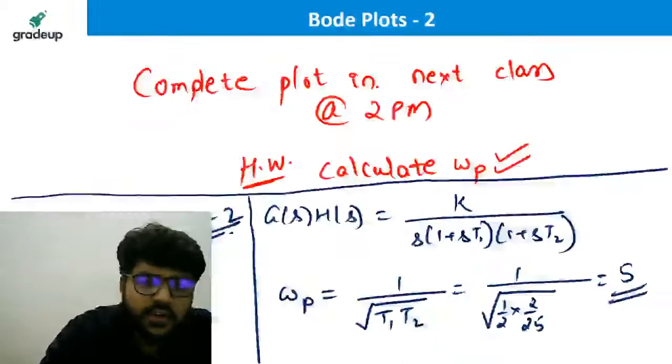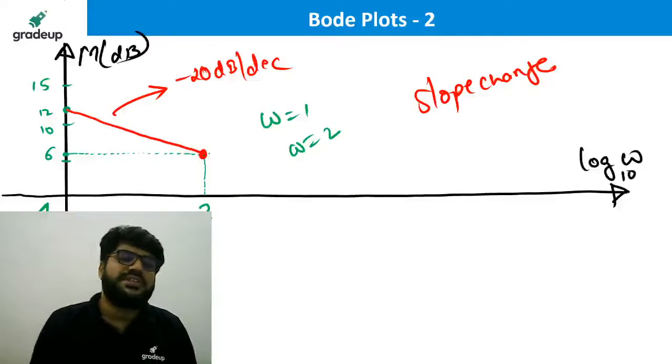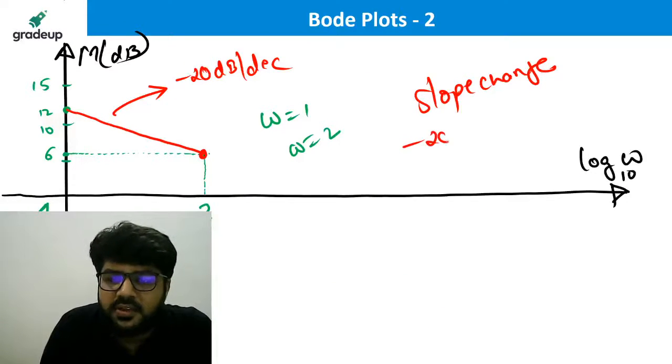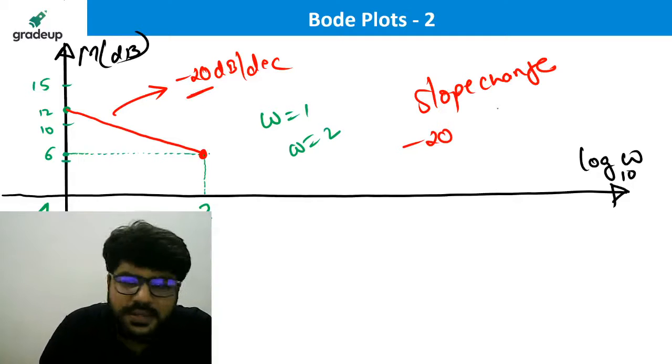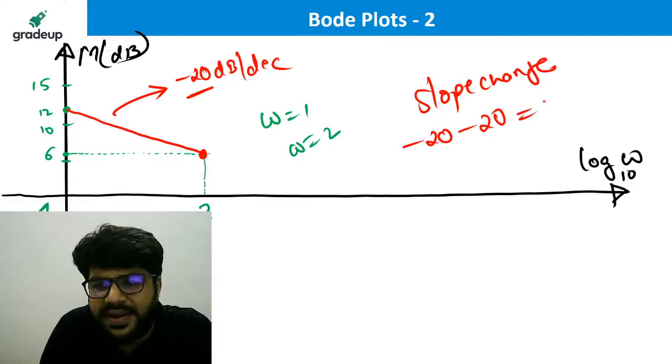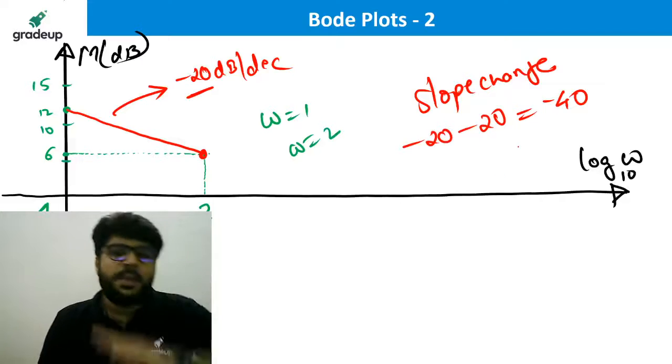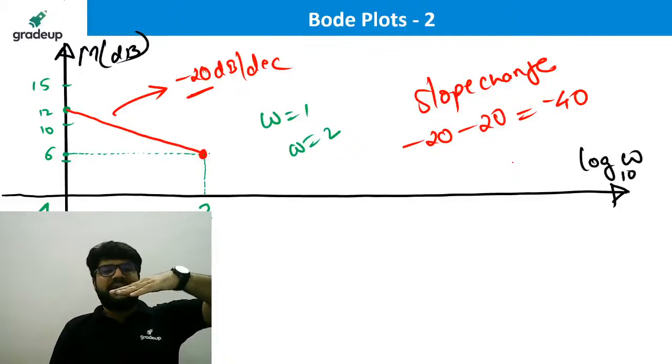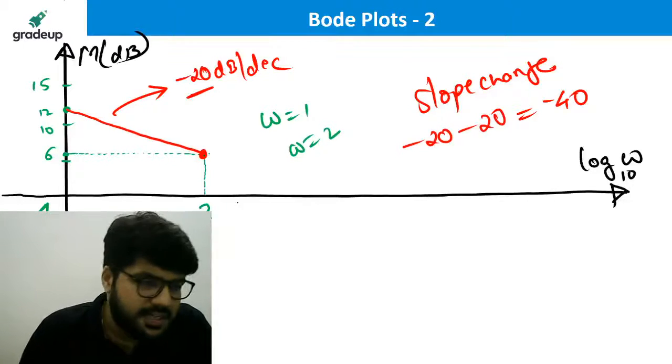So what will you do for the corner frequency which is due to a pole? You will change the slope by minus 20. The current slope is minus 20, decrease it by minus 20 and you get minus 40. Whenever the slope is changing negative, bend the line downwards. And whenever the slope is changing positive, bend the line upwards. Take it like that.